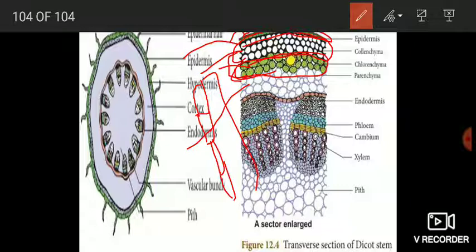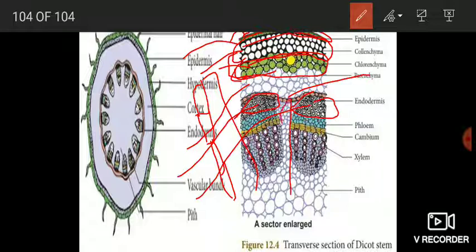Then the innermost layer of cortex is known as endodermis. The individual cells of endodermis are barrel-shaped and they possess Casparian strips on their radial and their transverse walls. We have already discussed all these things. Then there is one more region of cells which is known as pericycle. It is present in the form of semilunar patches. You can see here it is present in the form of semilunar patches, and the individual cells of this pericycle are sclerenchymatous.